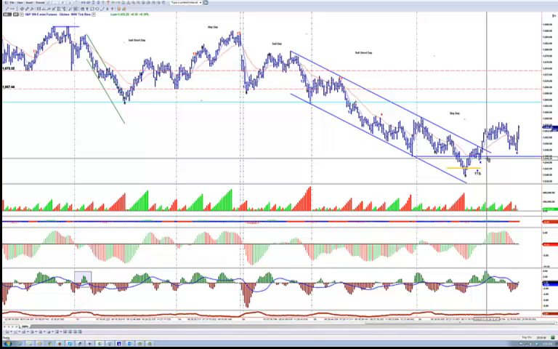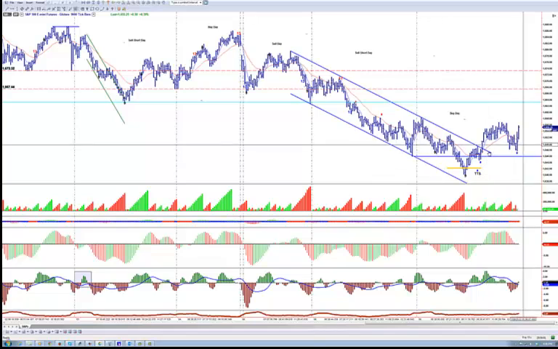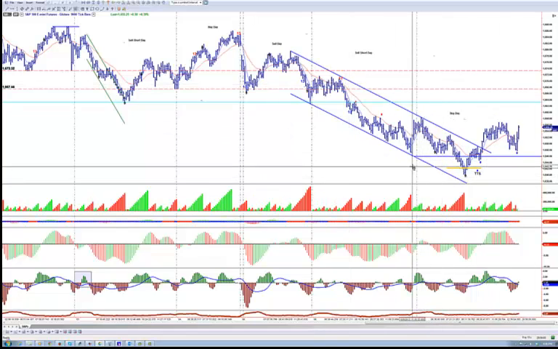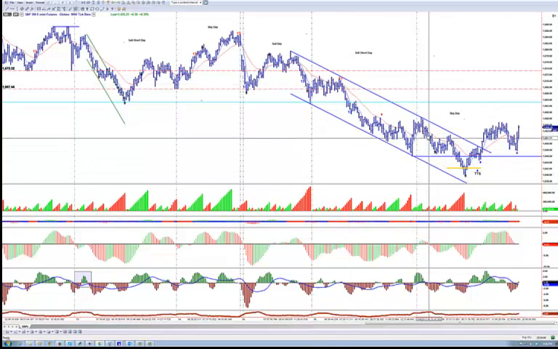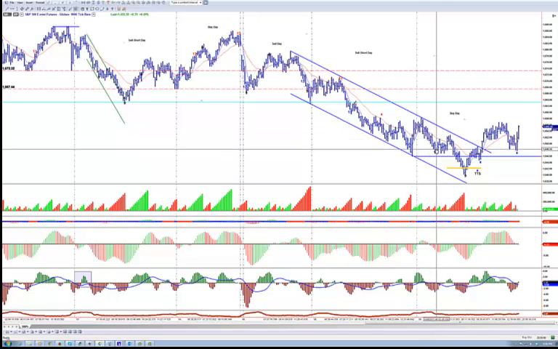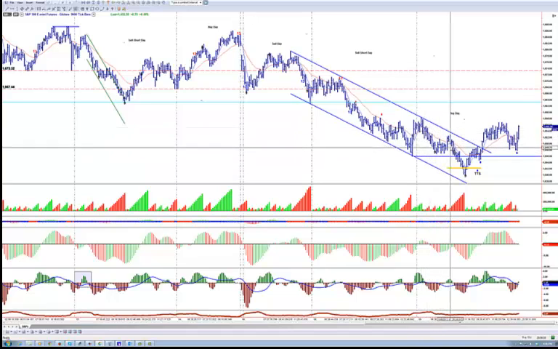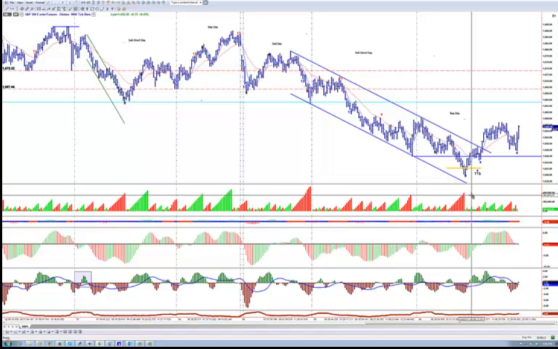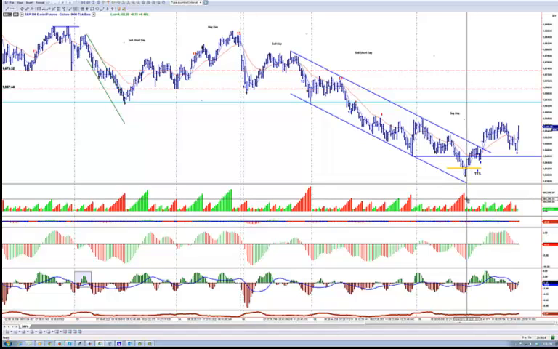I didn't short it at all in the morning. I kind of felt like we were oversold in this trend channel here already. And this down move here was kind of choppy. It wasn't a lot of ease of movement. So I didn't take this short when it came down. I just still wasn't convinced it was going down that far.